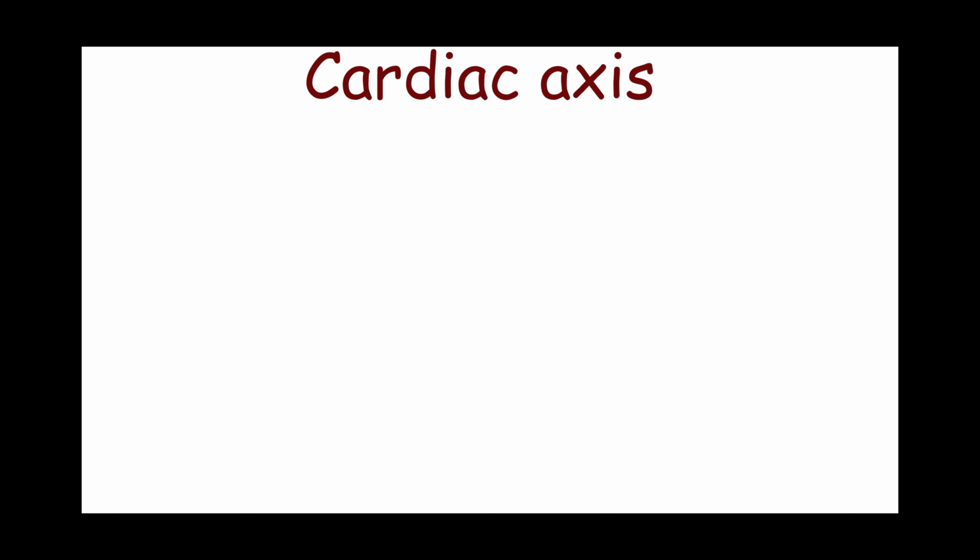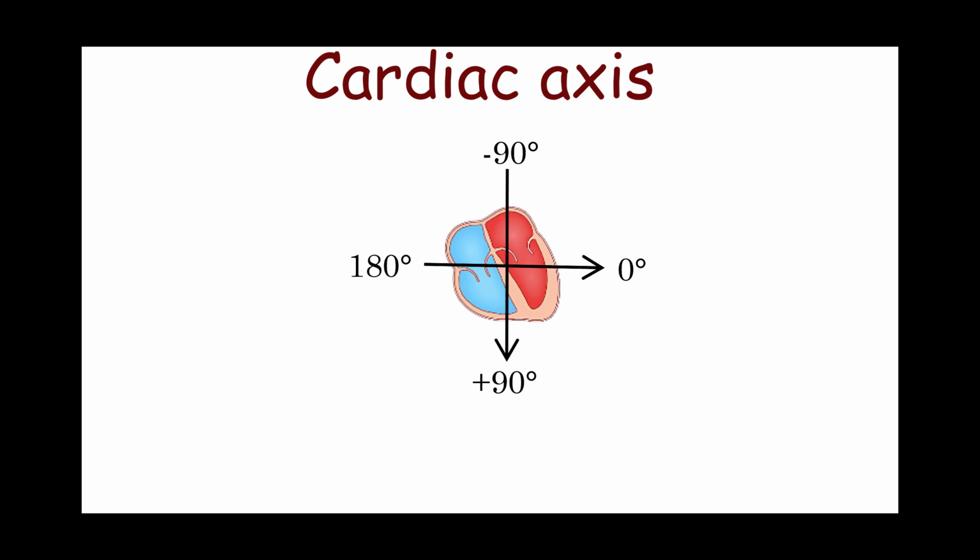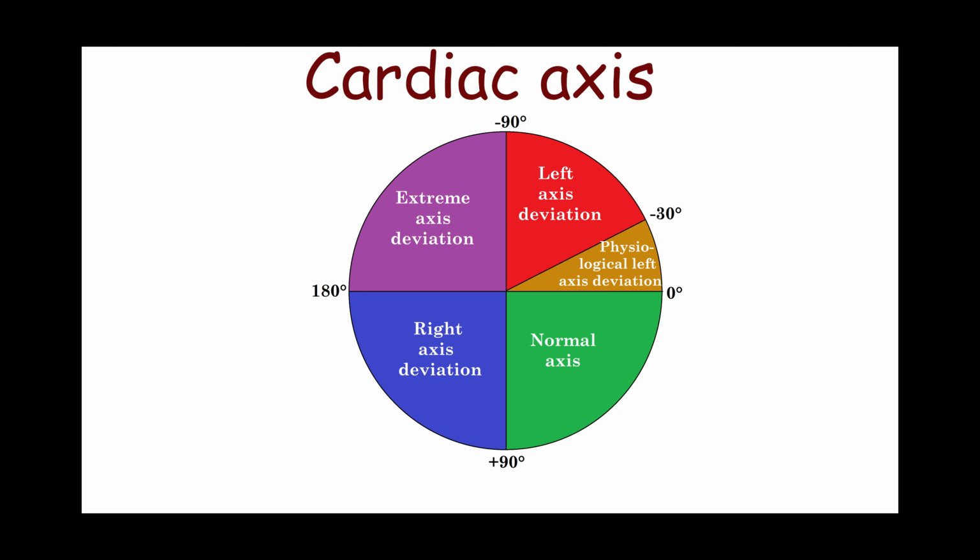The cardiac axis is measured in degrees. Lead 1 is directed right, to 0 degrees. Lead AVF is directed down, to 90 degrees. Normal axis is between 0 and 90 degrees. Left axis deviation denotes a cardiac axis from 0 degrees to minus 90 degrees.